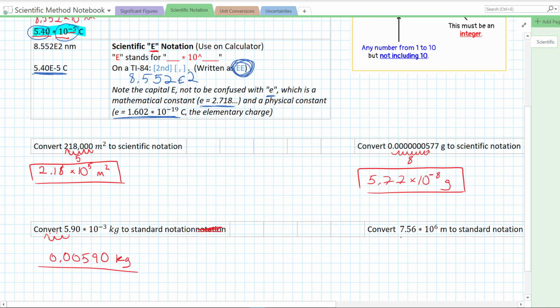Last example, convert 7.56 times 10 to the 6 meters to standard notation. Well, we're going to move the decimal place. Since it's 10 to the 6, we're going to end up with a bigger number, so we're going to move the decimal place to the right 1, 2, 3, 4, 5, 6 places as we get rid of that 10 to the 6. So we're going to end up with 7, 5, 6, and then there's 1, 2, 3, 4 zeros. That is 7,560,000, and the units are meters.